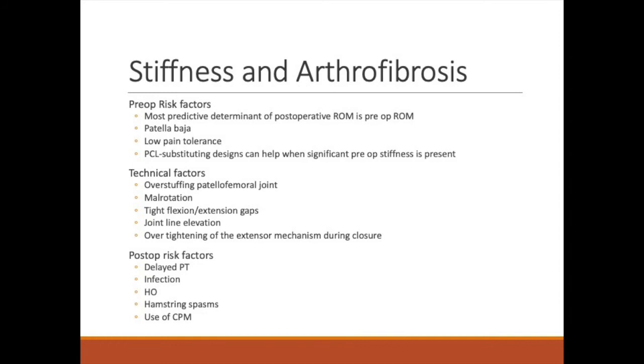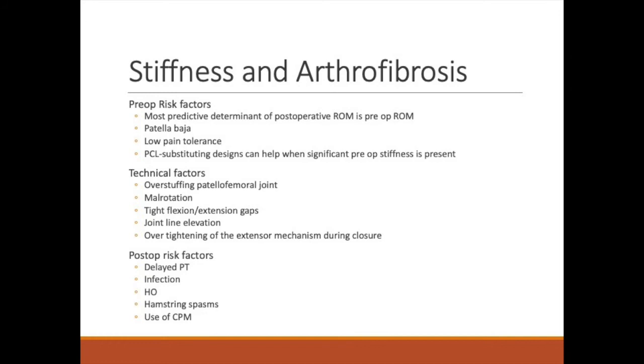Malrotation of the components will not allow for full range of motion. Tight flexion or extension gaps, so overstuffing the tibial component or unbalanced knees, will significantly limit range of motion. If you elevate the joint line, that gives you relative patella baja, which will limit flexion range of motion. And then over-tightening of the extensor mechanism during closure will limit flexion as well. That's why a lot of people advocate for closing the knee in flexion.